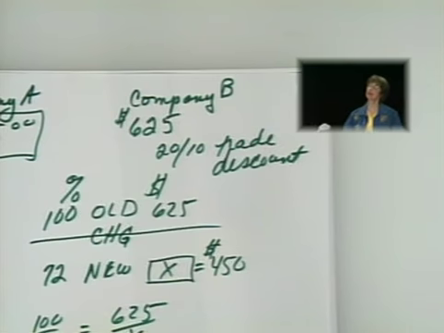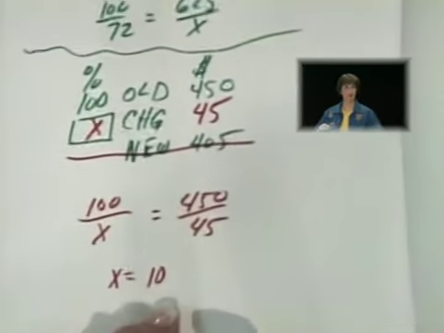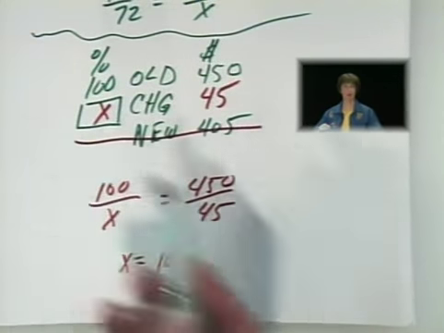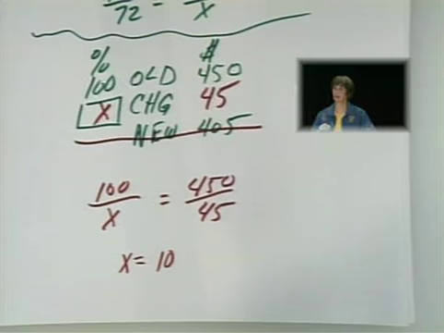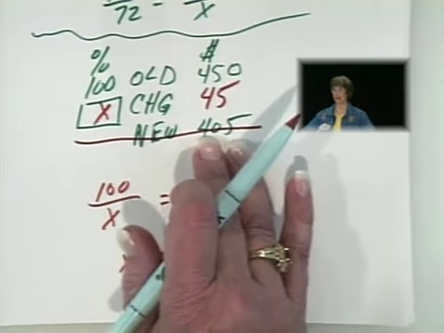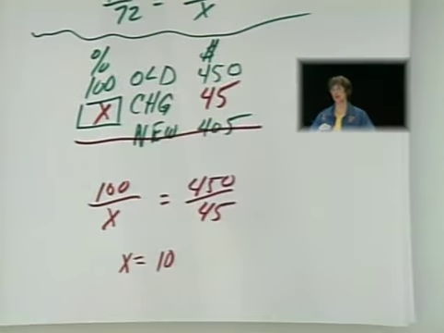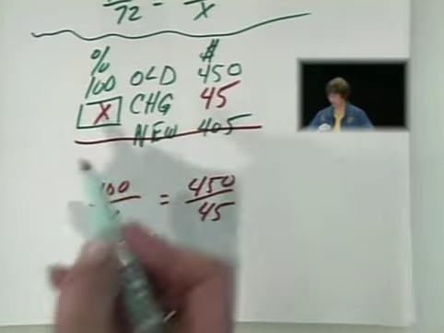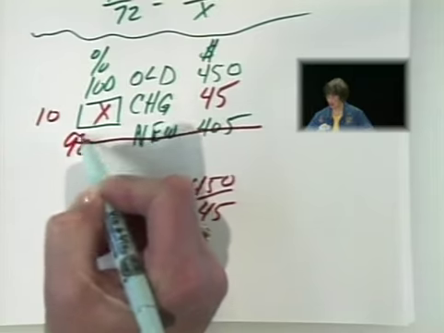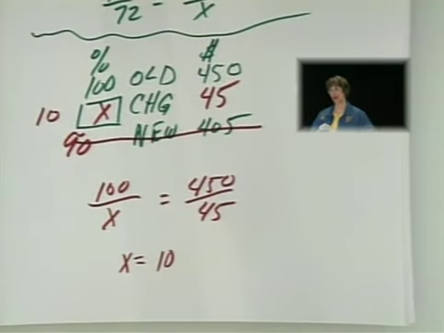And it is the additional discount necessary. And so on the new, it would be 90. That would answer the question. The new price would be what percent of the discounted price, and it would be 90%. If this is 10, 90% would be the percent the 405 is of the 450.